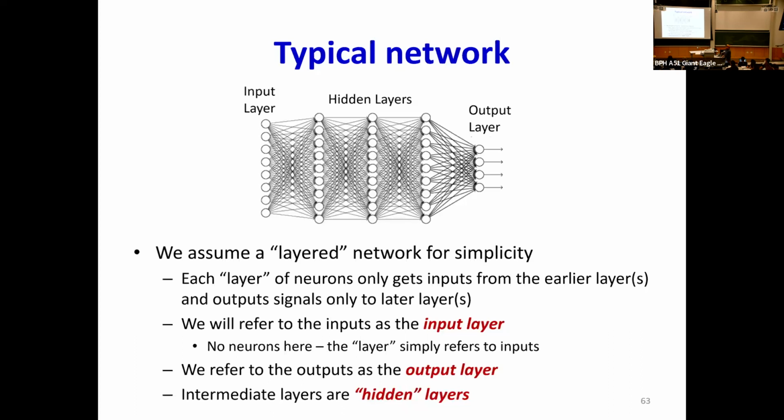There's the input. The input is often called an input layer. It doesn't mean that there are any neurons over there. That's where you provide the input. This is just terminology. It's the 0th layer, also called the input layer. The layer where we get the outputs is called the output layer, and all the intermediate neurons are going to be called hidden layers.